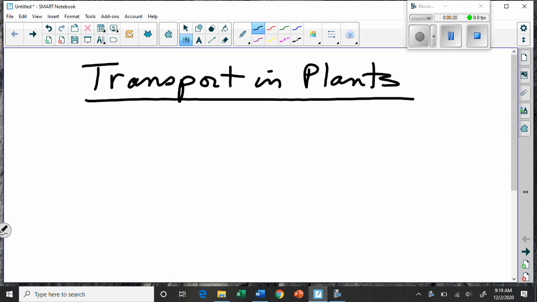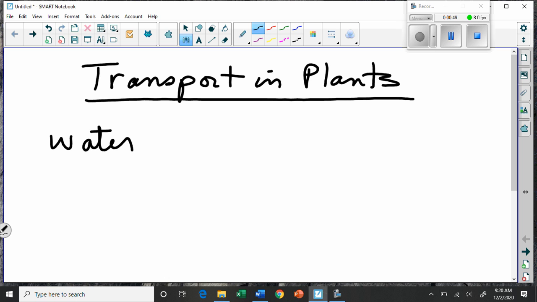Unlike animals that have muscles and use energy to pump blood and move things around, plants have no options for that. They have to rely on other mechanisms. Plants don't have muscles, right? So what do they do? Well, first of all, let's talk about water movement.